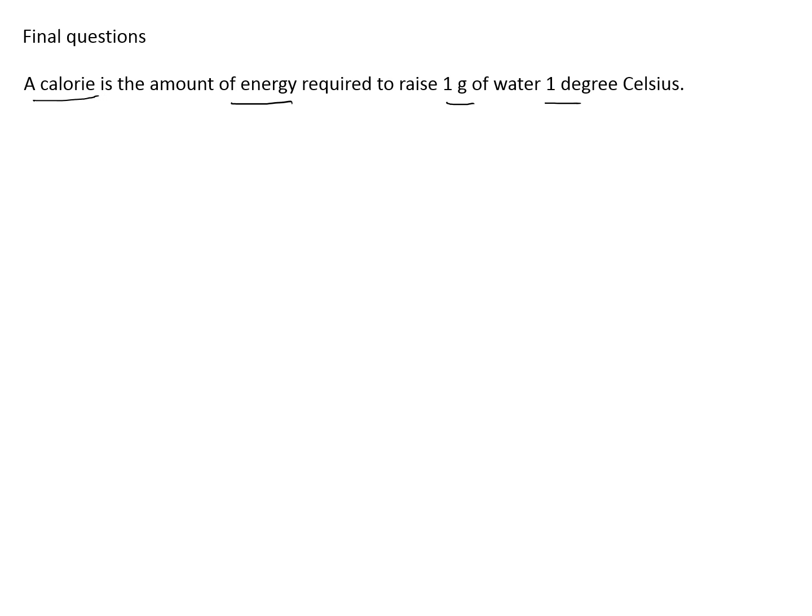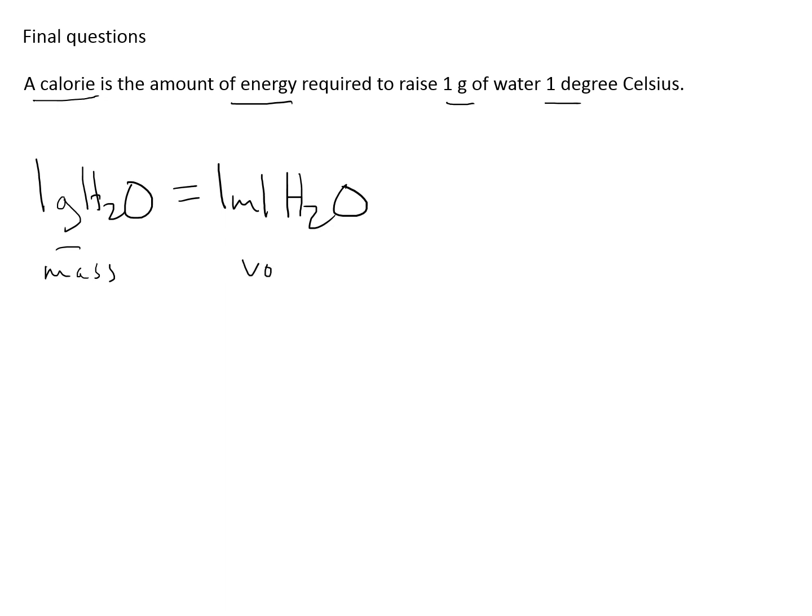Also, 1 gram of H2O equals 1 milliliter of H2O. So mass is related to volume in a really easy way. 1 gram of water takes up 1 milliliter of space.